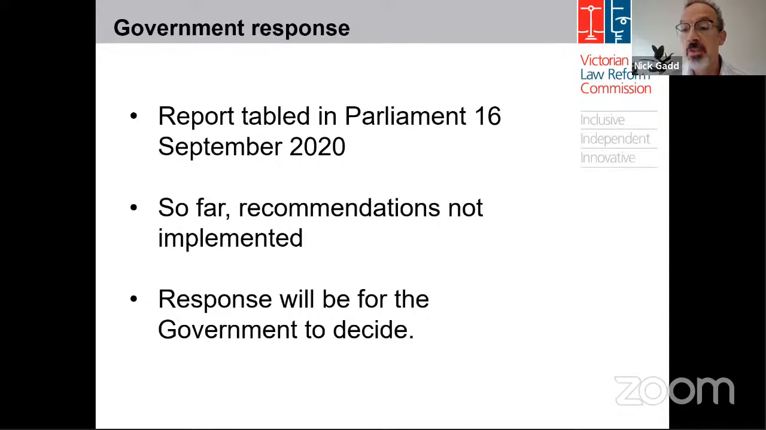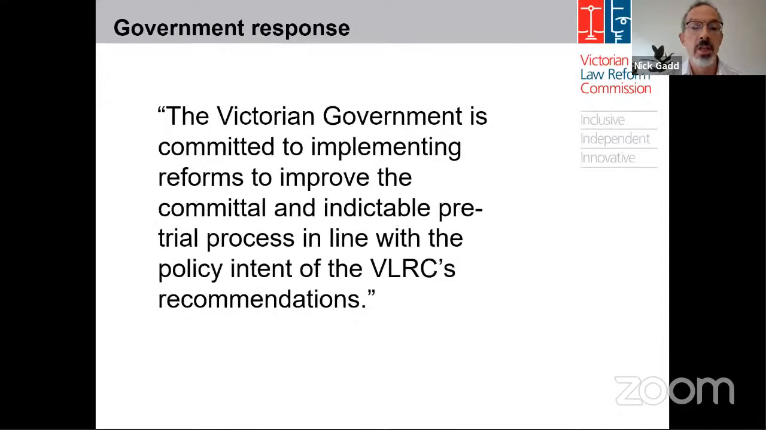Those recommendations have not so far been implemented. The response is for the government to decide. But the government did say that it was committed to implementing reforms to improve the committal and indictable pre-trial process in line with the policy intent of the VLRC's recommendations. We can sort of pore over those words and ask, well, does that mean they agree with us or not? Well, you can't really tell at the minute, but we will find out in due course.